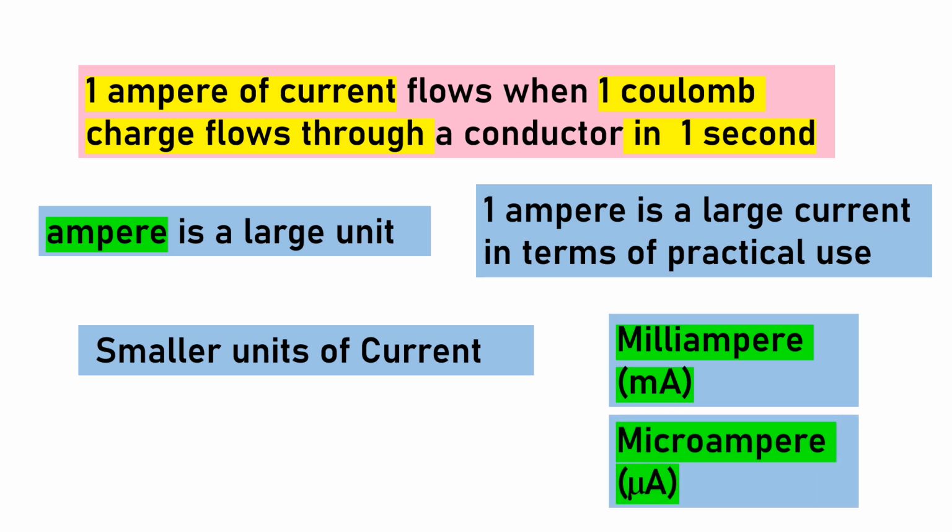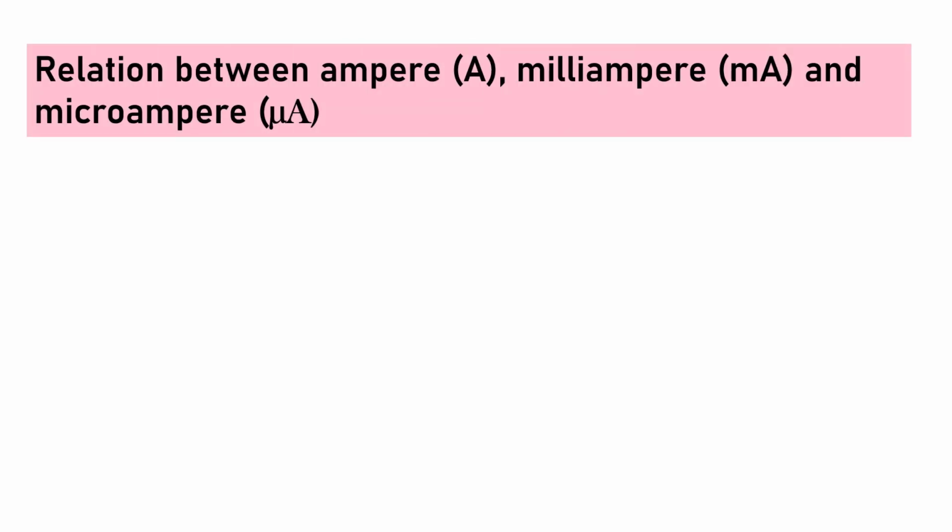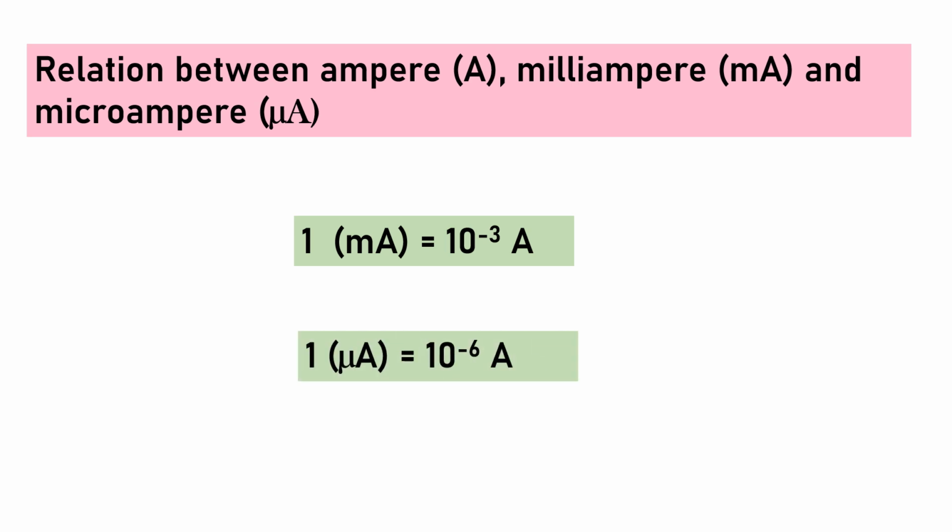So what is the relation between ampere, milliampere and microampere? Let's look at the relation. 1 ampere equals 10 raised to 3, I mean 1000 milliampere. So we can also write it as 1 milliampere equals 10 raised to minus 3 ampere, and 1 microampere equals 10 raised to minus 6 ampere. In the reverse way, we can also say 1 ampere equals 10 raised to 6 microampere.